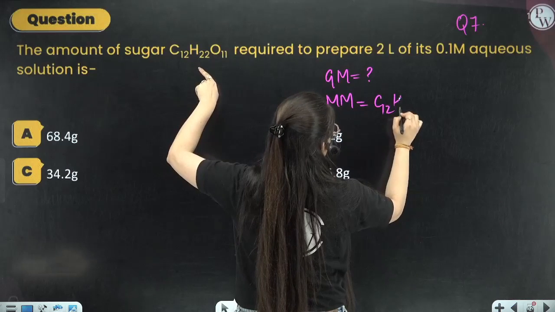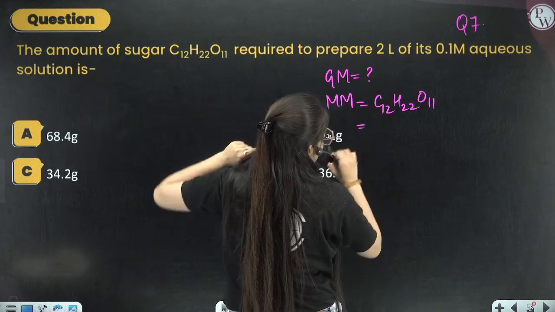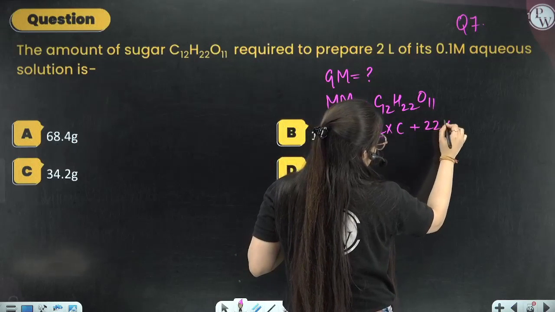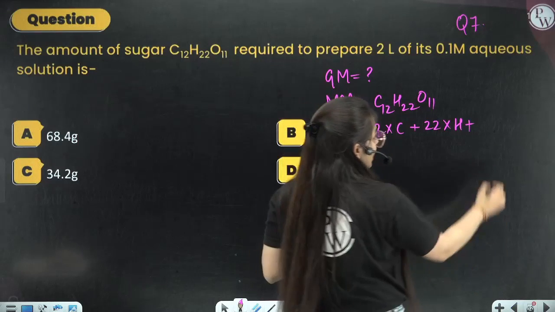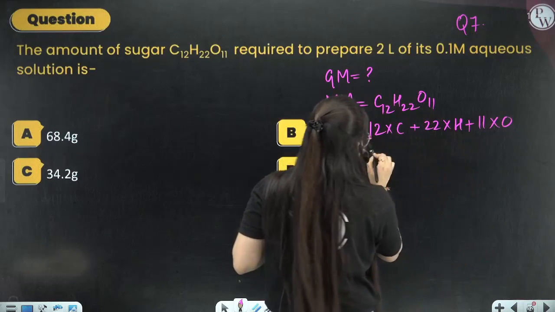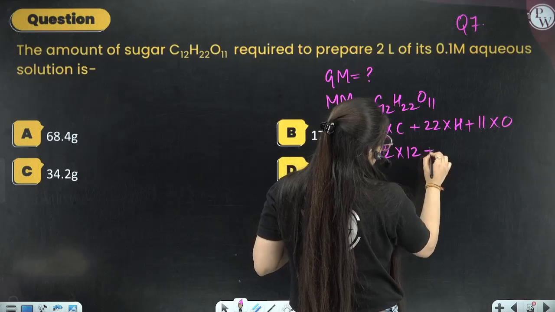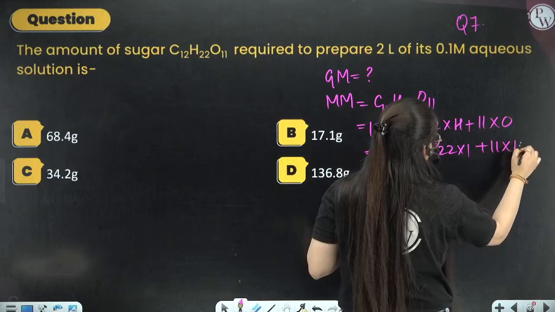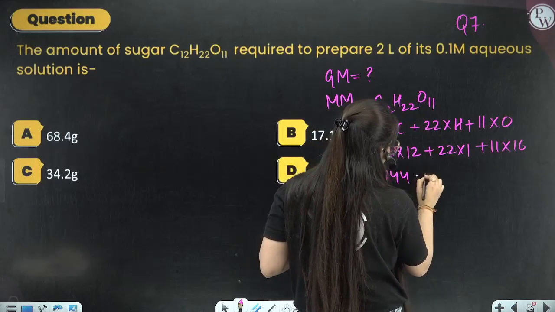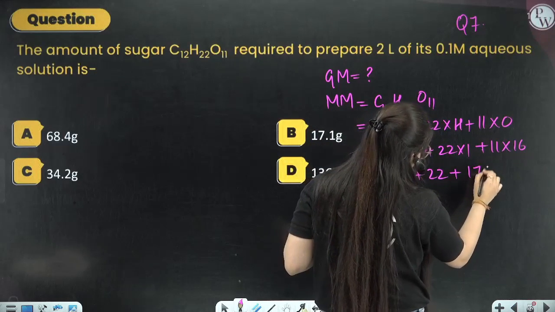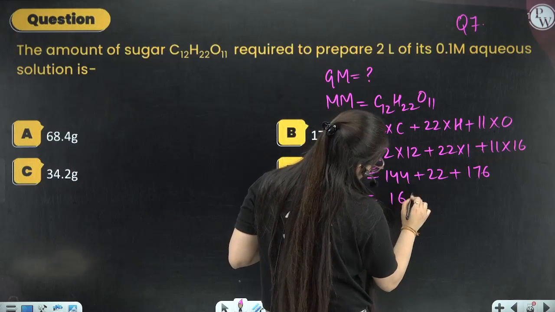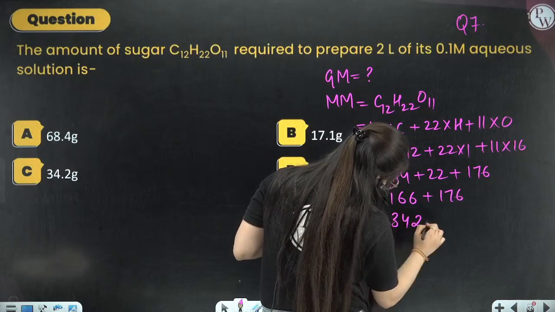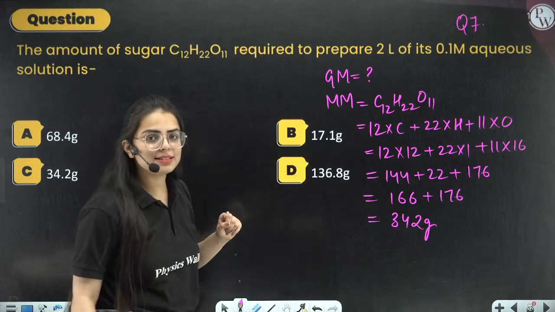It is C12H22O11. So what will be the molecular mass? How many carbon? Ma'am, 12. 12 into carbon mass. How many hydrogen? 22. 22 into hydrogen mass. How many oxygen? 11. So 11 into oxygen mass. Now 12 into carbon mass is 12 plus 22 into hydrogen mass is 1 plus 11 into oxygen mass is 16. So it shall be 144 plus 22 plus it is 176, right? So it is basically 166 plus 176, which comes out to be 342 grams. Yes, this is molecular mass.